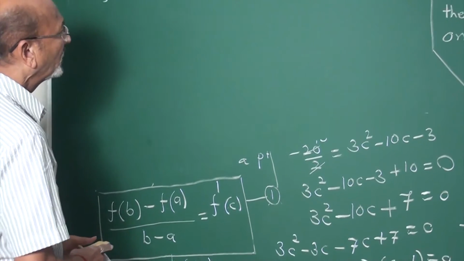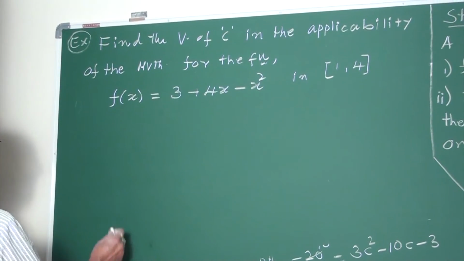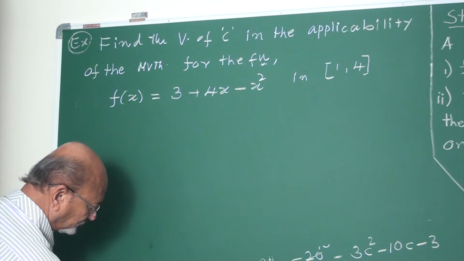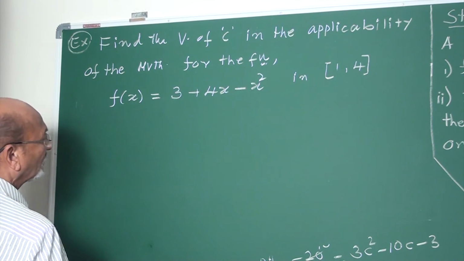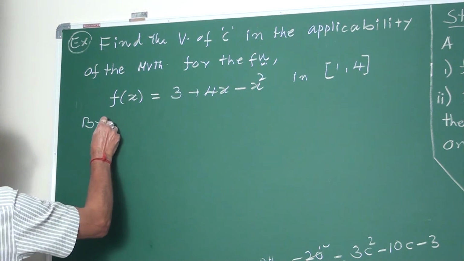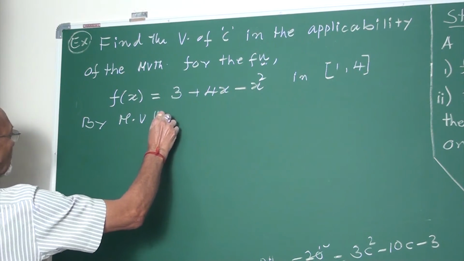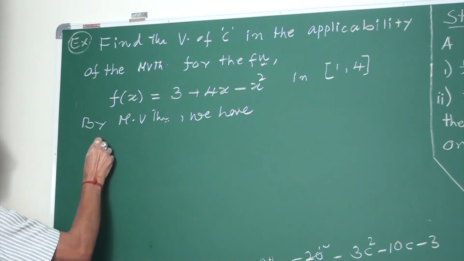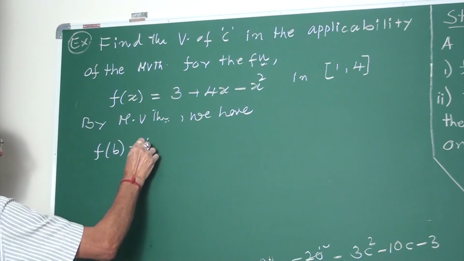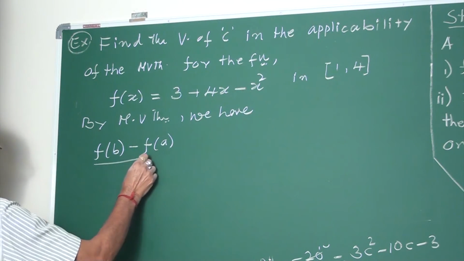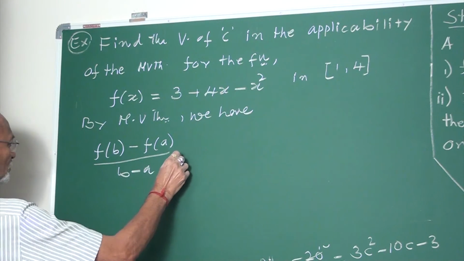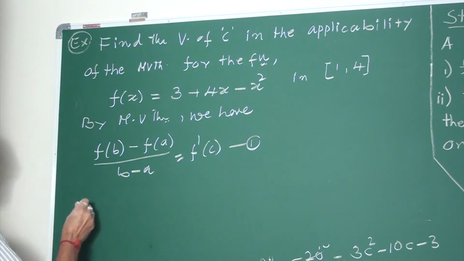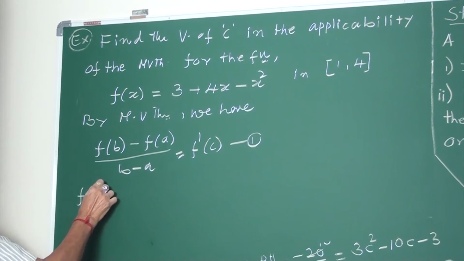Then you have to find this. By mean value theorem, we have f(b) minus f(a) upon b minus a equal to f dash c. Name this as 1. Yes, my friends, you have to find these values.